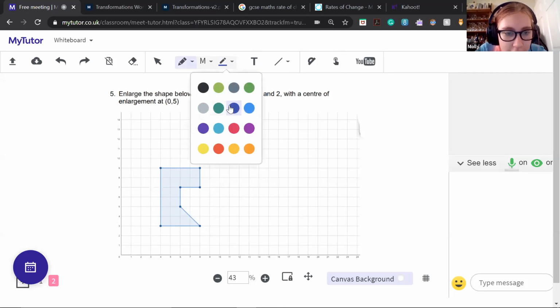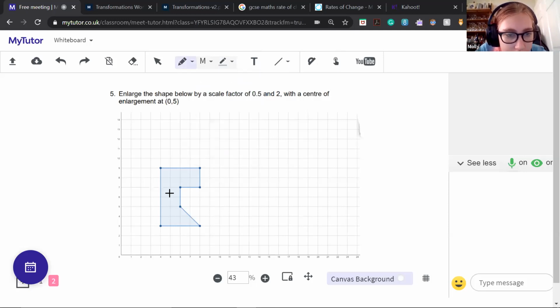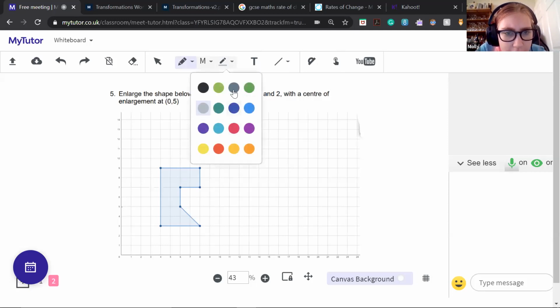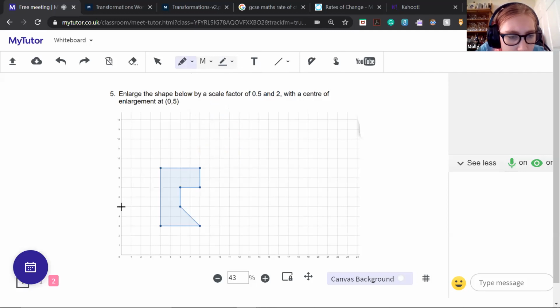So let's do the first one. It's doing grey, so it's out the way. So we first of all mark our center of enlargement, 0.5 here. Oh, I'll do it in a darker colour. Now let's pick a point at a time. So here we haven't actually got them labelled, which is a bit frustrating. We could label them, but I don't want to crowd the graph. So we'll just start here and just go round.